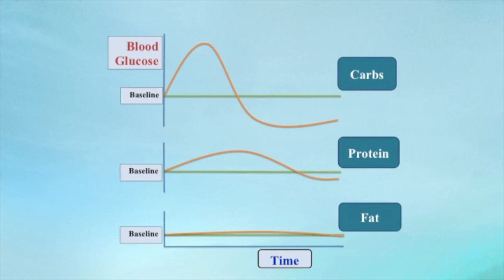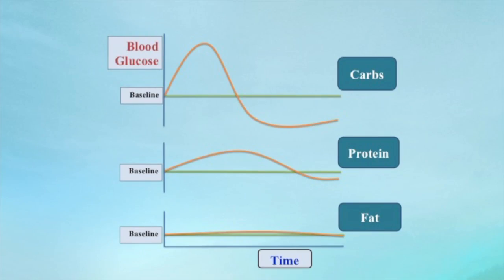But let's also look at what's happening to the blood sugar levels when we eat the various macronutrients. So when we eat carbs, we have a dramatic increase in blood sugar. Insulin takes care of it, and it dives well below baseline. So we get hypoglycemic at that point.